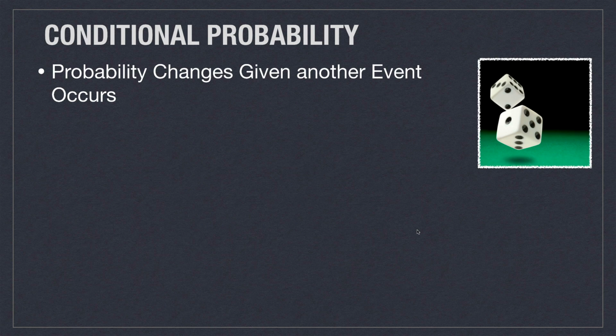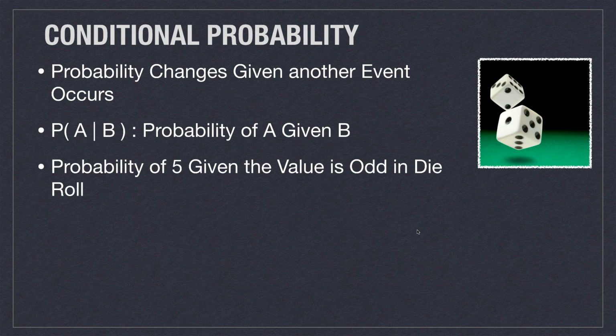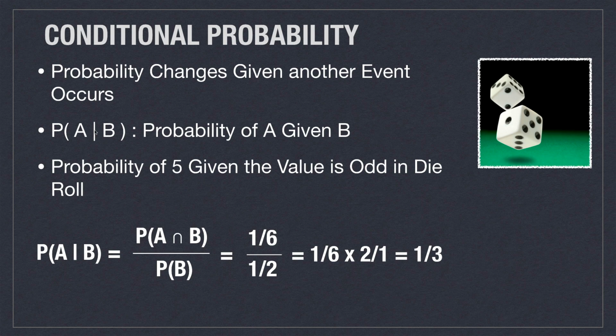Now, conditional probabilities deal with how probabilities change given other events occur. For example, what is the probability that a die roll is 5 given, this symbol means given, that we know the die roll is an odd number? To find the answer, all we do is divide the probability of rolling a 5 using a 6-sided die, which is given a probability of 1/6, by the probability of rolling an odd value, which has a probability of 1/2. And whenever we do that, we see that given we know the value is odd, there is a 1 in 3 probability of rolling a 5.